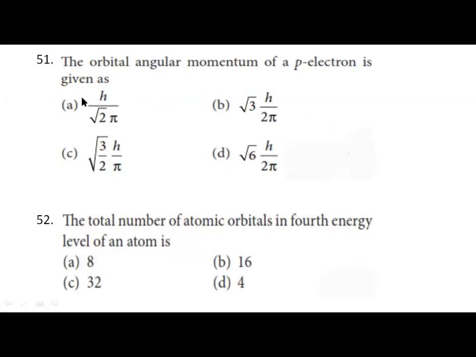Moving with question 51, the total orbital angular momentum of a p electron is given as. So orbital angular momentum, how do we write orbital angular? It is for azimuthal quantum number. If they say orbital comes for orientation, orientation comes for what? It comes for m, magnetic quantum number. But orbital angular momentum depends on azimuthal quantum number.